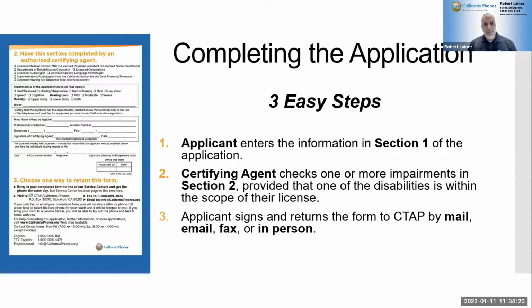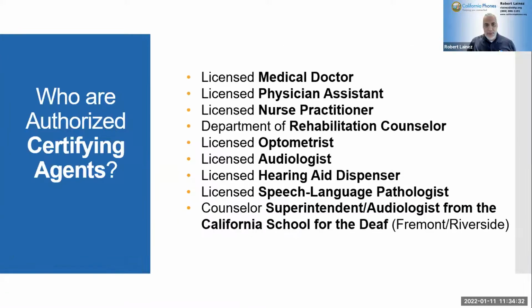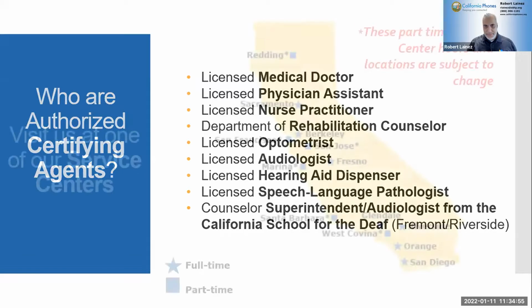Once the form is completed, first and second section, you have a choice: you could come into one of our service centers, you could email it, or you can fax it, and that way we can get you started with our program. The list of certifying agents could be any medical doctor, a PA, a nurse practitioner, a rehab counselor, an optometrist, an audiologist, a hearing aid dispenser, or a speech pathologist. There are quite a few people that could sign off on this certification form.